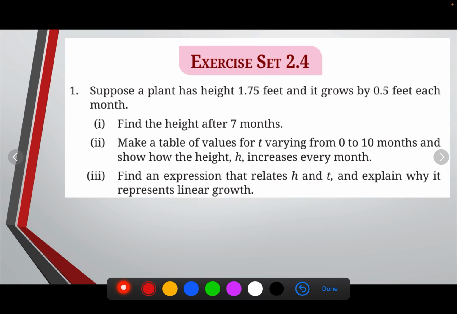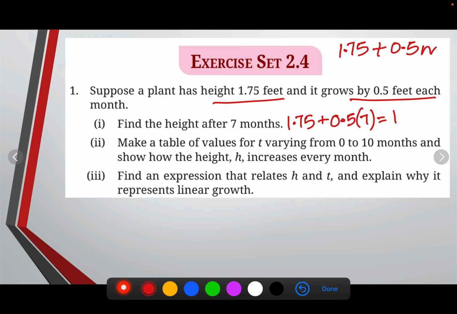Suppose a plant has a height of 1.75, and grows by 0.5 each month. Find the height after 7 months. So I will make a linear expression first. 1.75 plus 0.5, with the number of months as n. After 7 months means 1.75 plus 0.5 into 7. So 1.75 plus 3.5, and my answer will be 5.25.